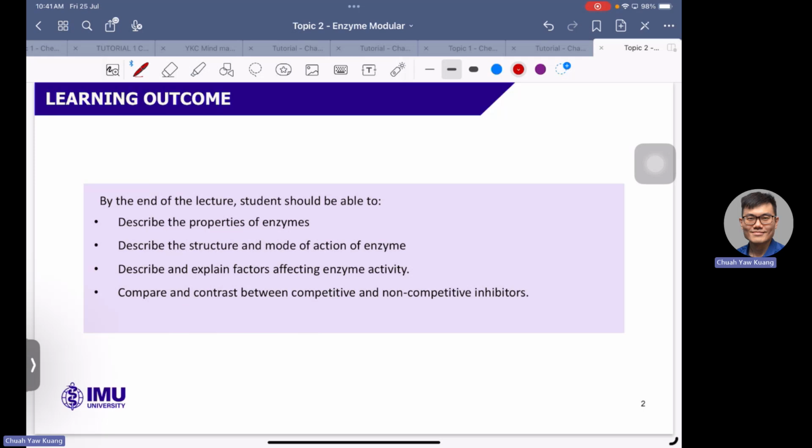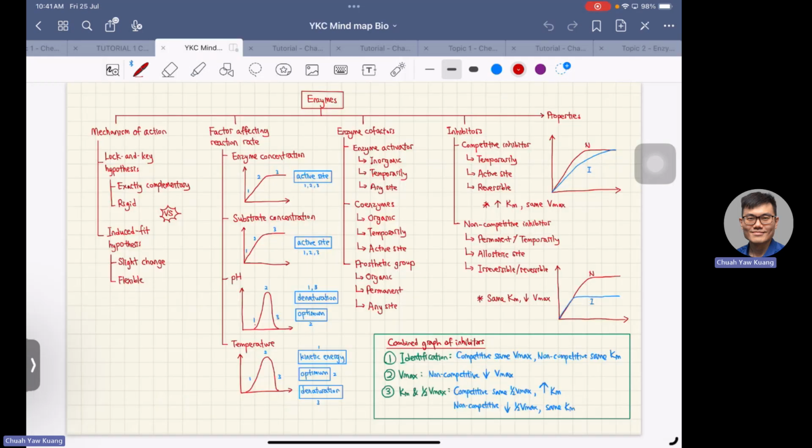Same thing, we will look at the summary for the learning outcome. For this lecture, we will basically look at 5 things. There are 5 small parts. The first part is the properties of the enzyme. The properties of the enzyme are just facts that you have learned before, so that's why I didn't list them down here.